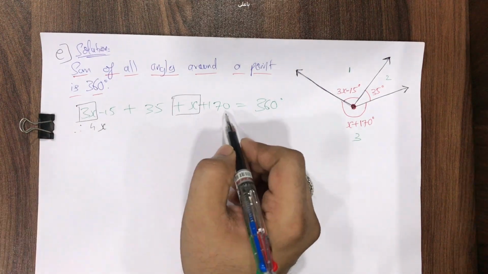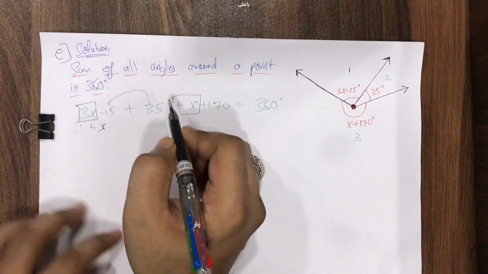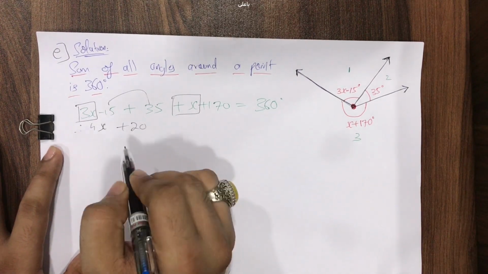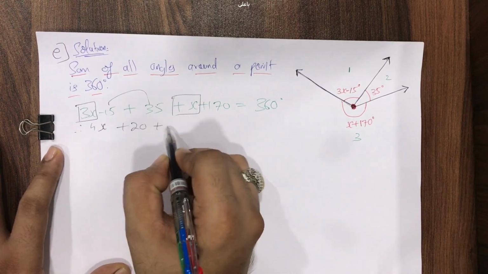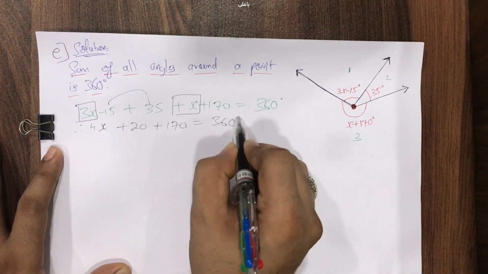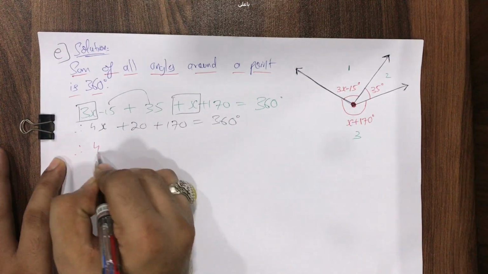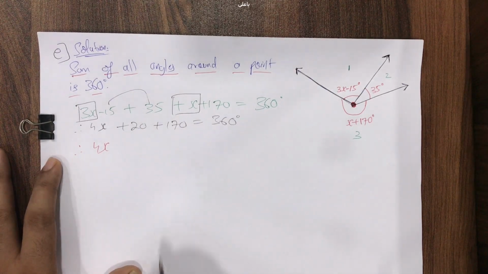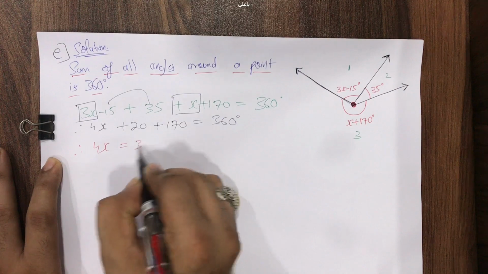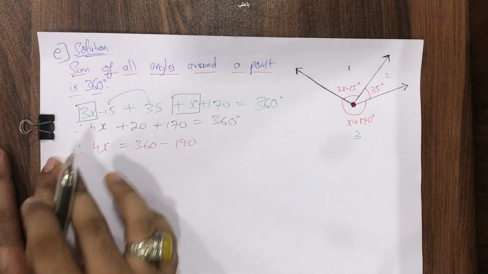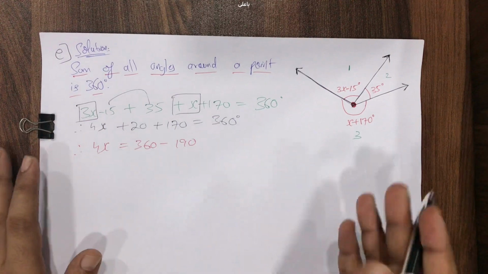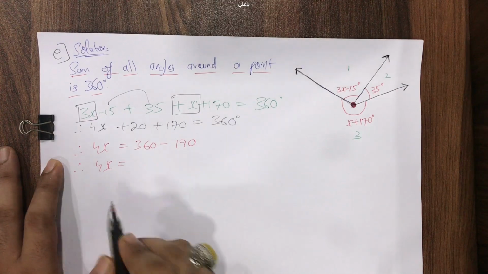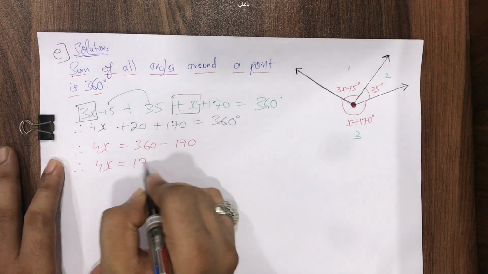Now it depends upon you how you solve. Minus 15 plus 35. So 35 minus 15 will be plus 20. Plus minus minus, sign of bigger number, plus 20. And this is plus 170. I will copy it as it is. Plus 170 is equal to 360 degree. Therefore 4x. Okay, now this is 20. 20 plus 170 becomes 190. 190 goes on this side, becomes minus. So 360 minus 190. I'll keep this x over here. Okay, and I'll send all the numbers on the right hand side. Therefore 4x is equal to 360 minus 190. 360 minus 190 will be 170.